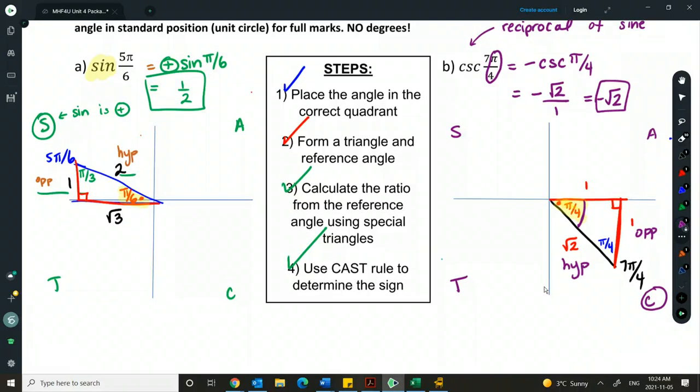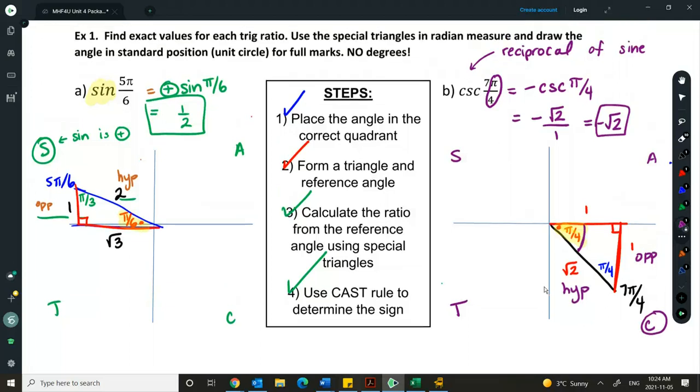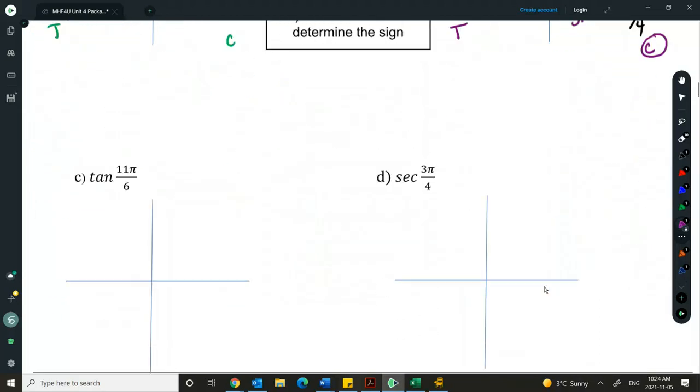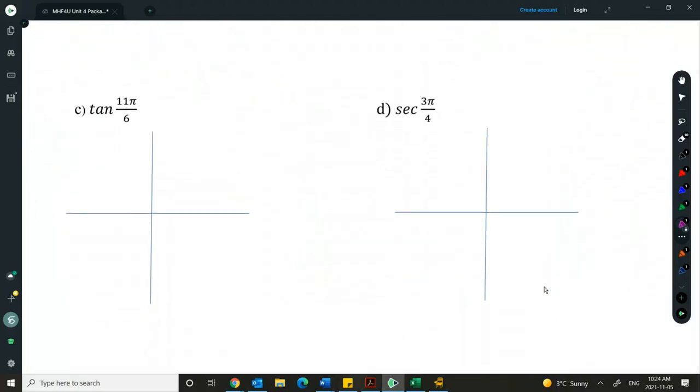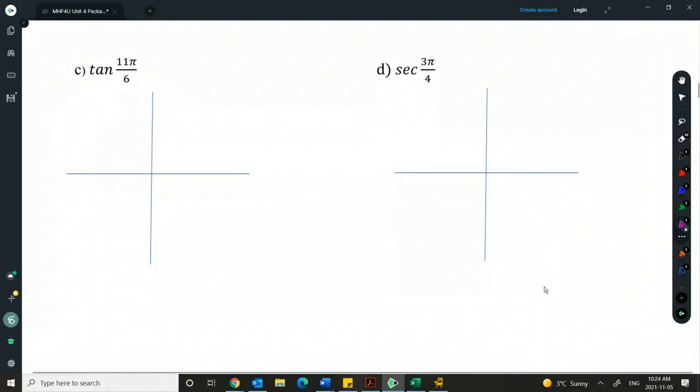Okay, you'll probably notice that a lot of things in this unit are just repeats of some of the concepts that we covered in grade 11, but just in radians instead of in degrees. Can I clarify any questions on these? Okay, why don't you guys try this guy? See if you can follow along with the steps. We want to place 11 pi over 6, create the triangle, use the CAST rule, all of that good stuff. I'll give you a couple seconds head start on this.